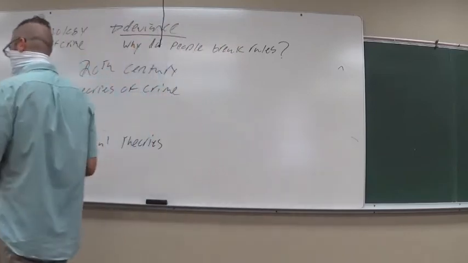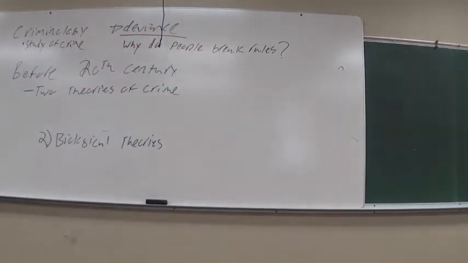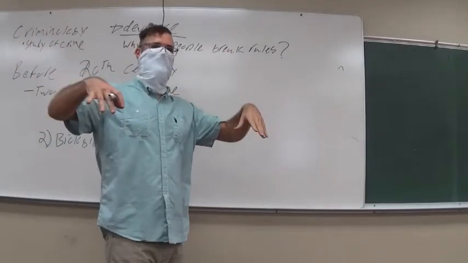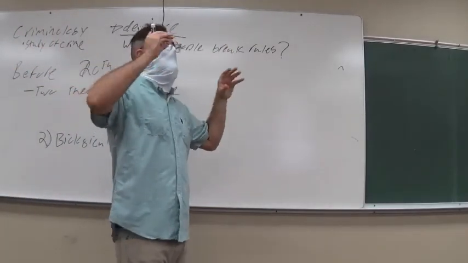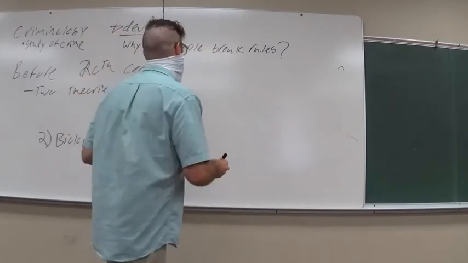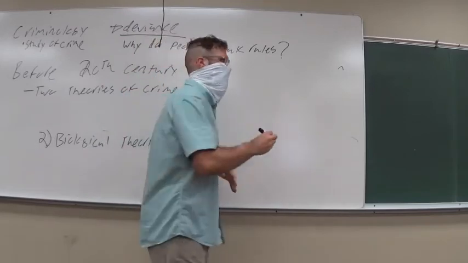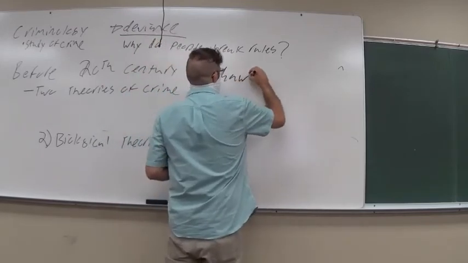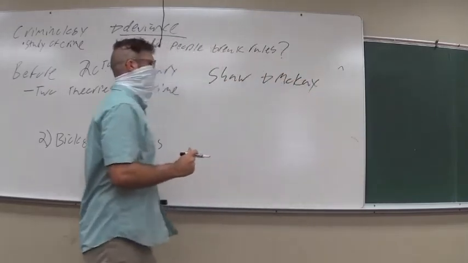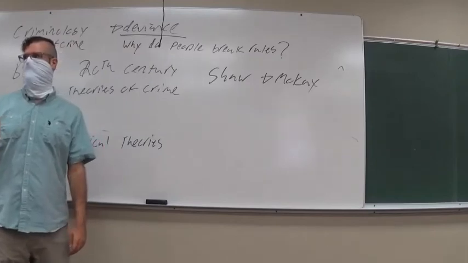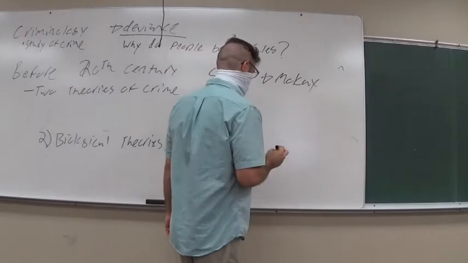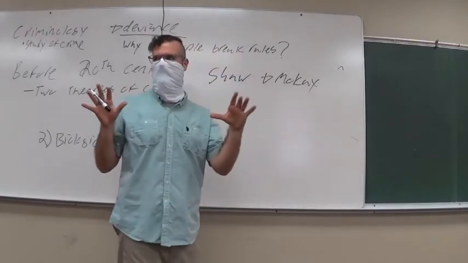I'll give you an example of this. It's a long one, but once again, this isn't radical stuff. This is pretty run-of-the-mill criminology. The study that really challenged the biological theories of crime was one done around 1900 by Shaw and McKay. Shaw and McKay did this extended study of where crimes happen in the city of Chicago.